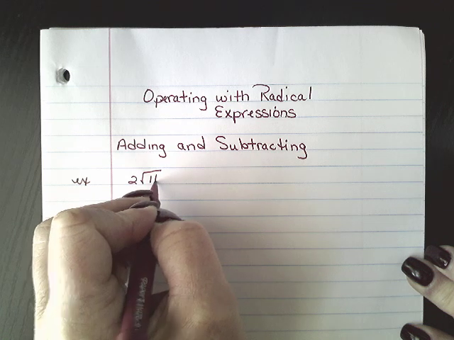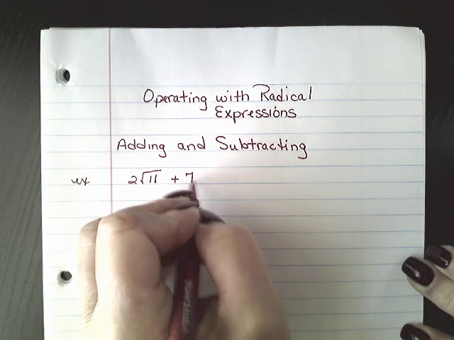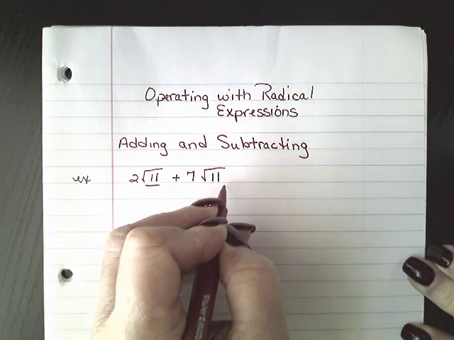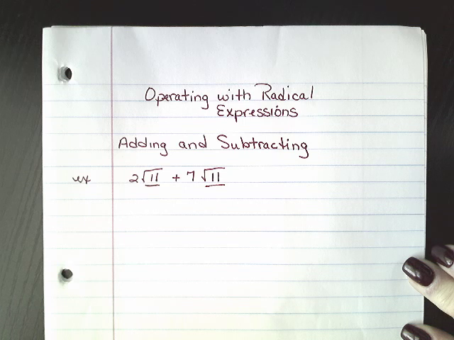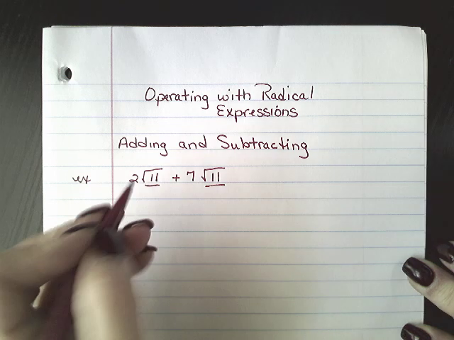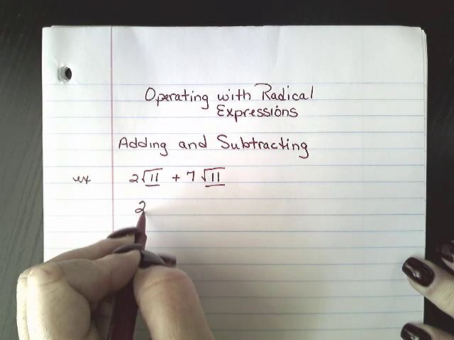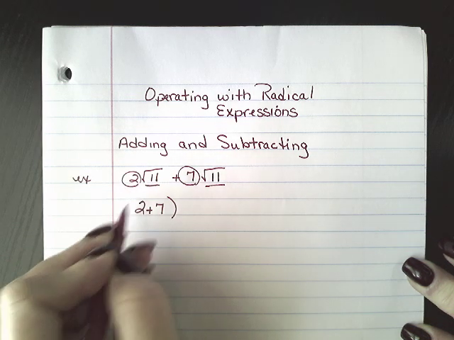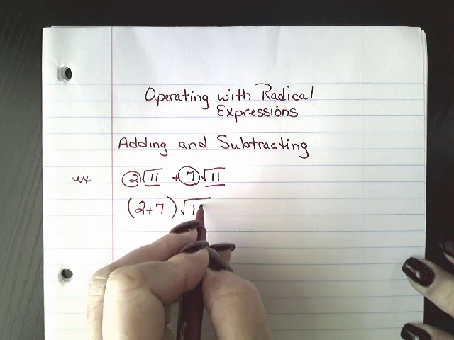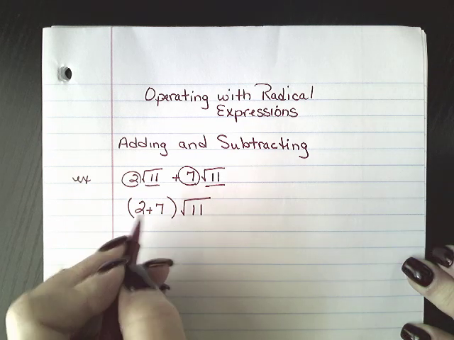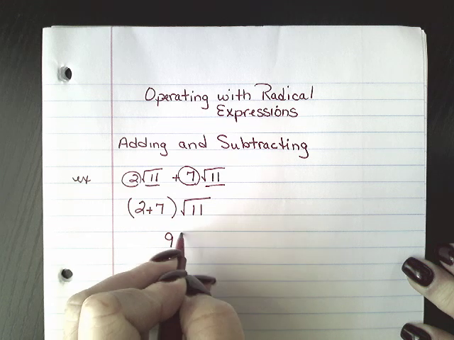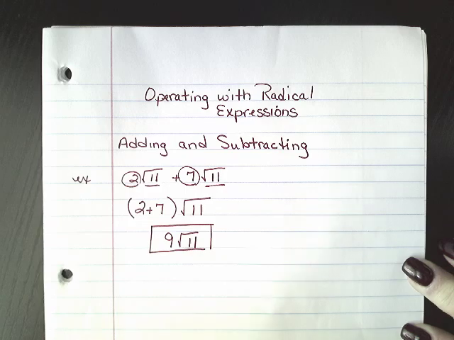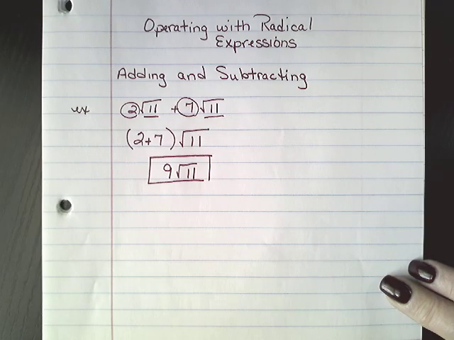2 square root of 11 plus 7 square root of 11. You must have the same square root in order to simplify. So what we would do is take our 2 plus 7, and we would then put our square root of 11. 2 plus 7, 9 square root of 11. So you must have the same square root in order to combine.